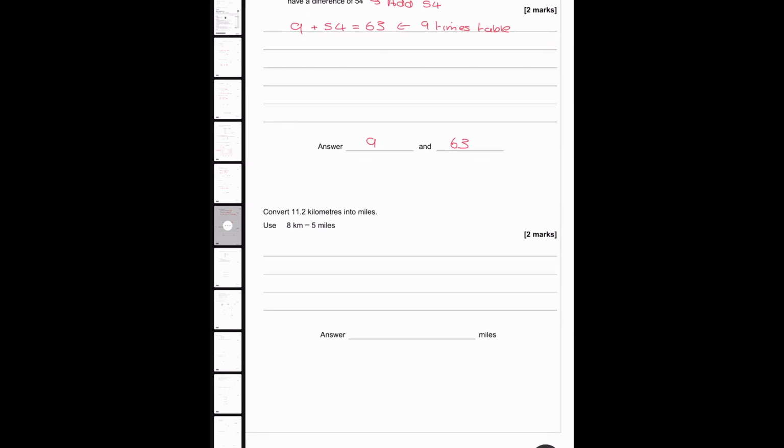Our final question is asking us to convert 11.2 kilometers into miles, and it has told us underneath that 8 kilometers is 5 miles. That means that 1 kilometer is 5 over 8 miles. We can use this fraction to convert 11.2 kilometers into miles by multiplying by 5 over 8. If we do this, we get 7 miles.